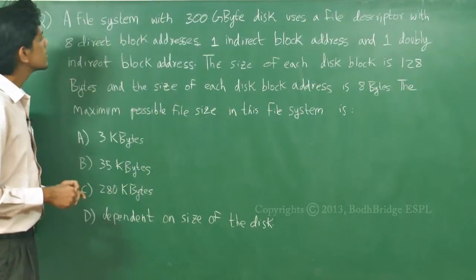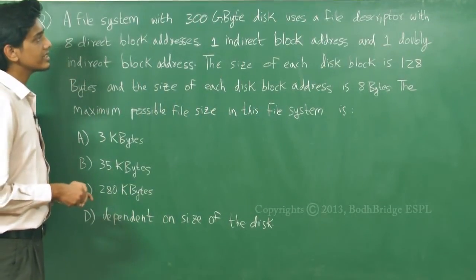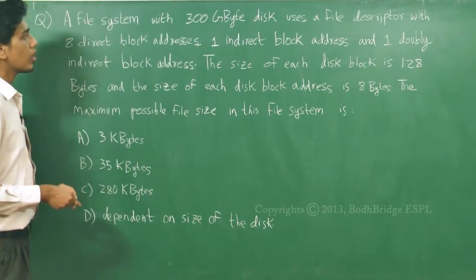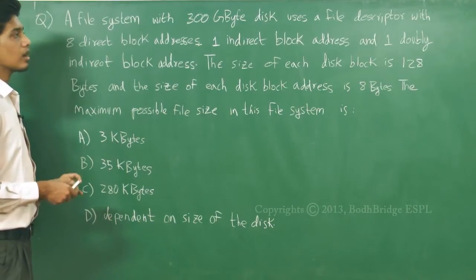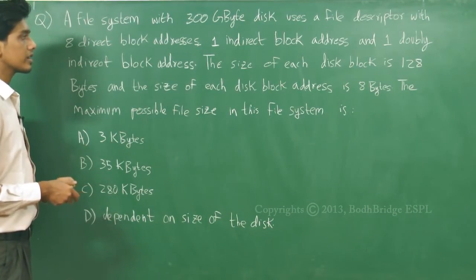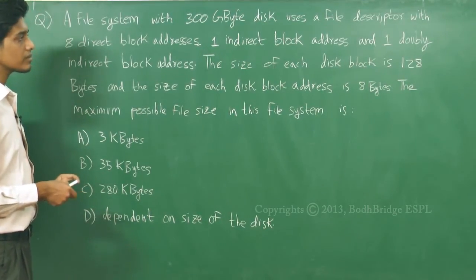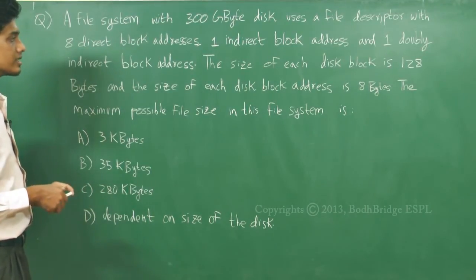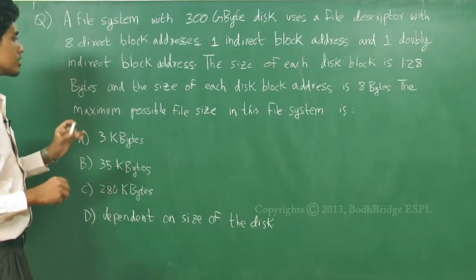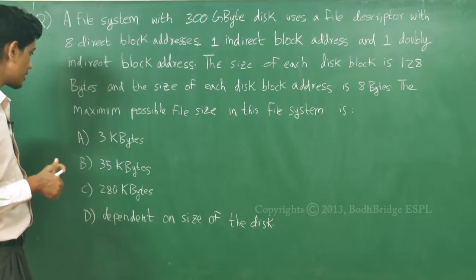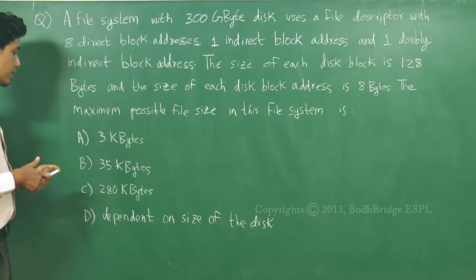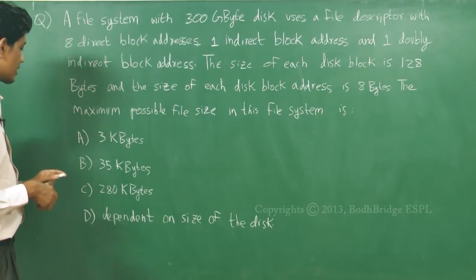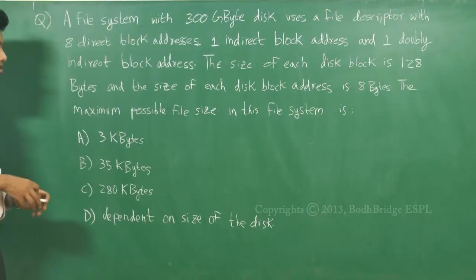The question is, a file system with 300 gigabytes disk uses a file descriptor with 8 direct block addresses, 1 indirect block address and 1 doubly indirect block address. The size of each disk block is 128 bytes and the size of each disk block address is 8 bytes. The maximum possible file size in this file system is option A 3 kilobytes, option B 35 kilobytes, option C 280 kilobytes, option D dependent on size of the disk.